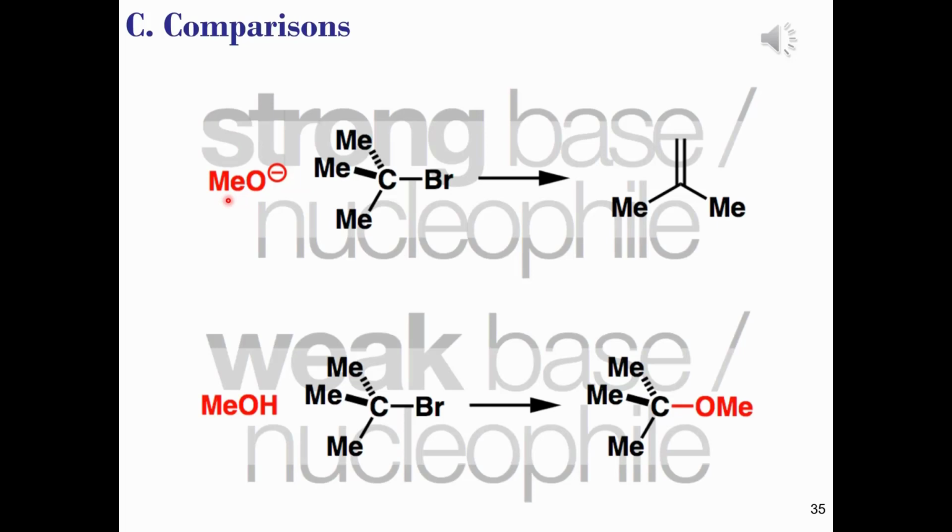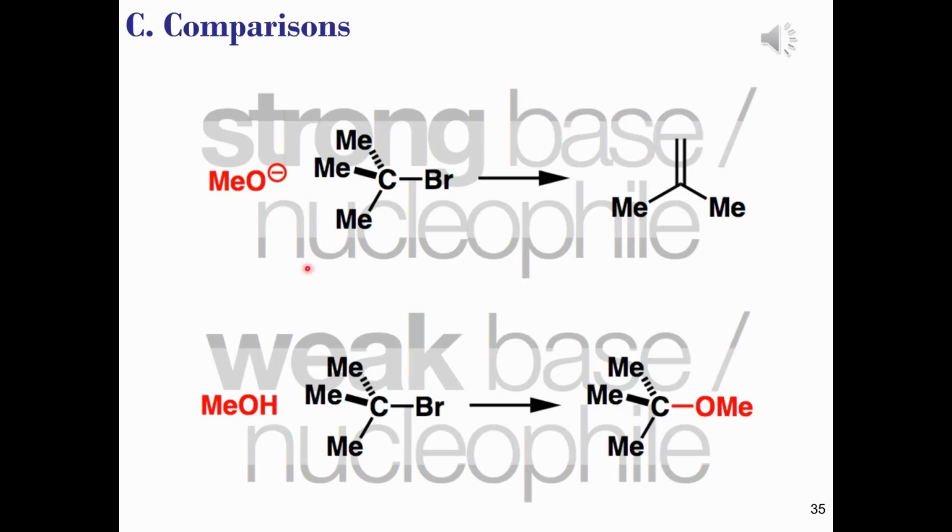So it's almost certainly going to be able to abstract a hydrogen atom via an E2 reaction. SN2 is definitely not going to happen because the substrate is so highly hindered that a backside attack just simply isn't possible.